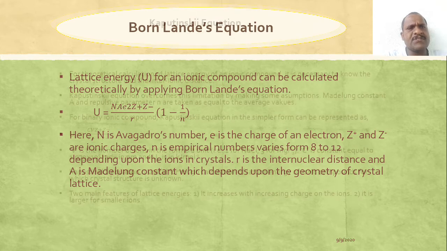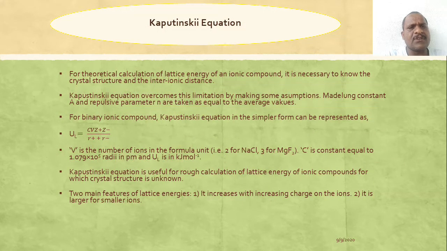Another equation which is used for calculating the lattice energy of an ionic compound, and for that equation it is necessary to know the crystal structure and interionic distance, is called the Kapustinskii equation. The Kapustinskii equation overcomes the limitation of the Born-Landé equation. In the Born-Landé equation we use the Madelung constant A and the repulsive parameter n. Here in the Kapustinskii equation both the terms are taken as equal.